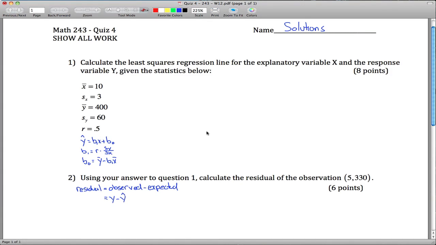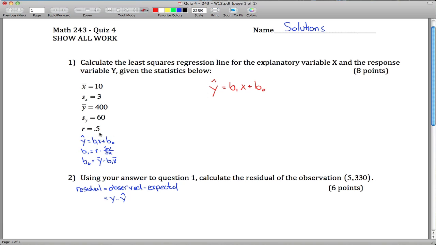Here are quiz 4 solutions for Math 243. We're asked to calculate the least squared regression line, so y hat equals b1x plus b0 for the explanatory variable x and the response variable y. That's good. We want our explanatory to be x and our response to be y.